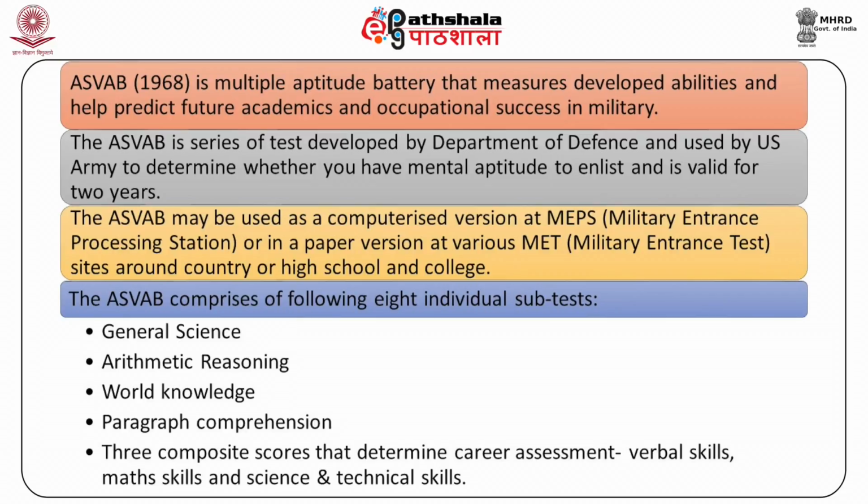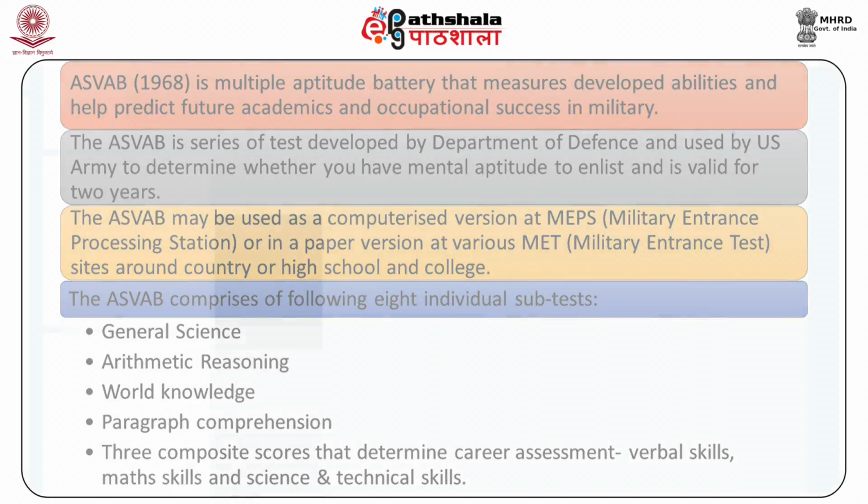The ASVAB may be used as a computerized version at MEPS, that is the Military Entrance Processing Station, or in a paper version at various METs, which are military entrance test sites around the country, or at high schools and colleges. The ASVAB comprises the following 8 individual subtests, including general science, arithmetic reasoning, word knowledge, paragraph comprehension. The 3 composite scores that determine career assessment are verbal skills, math skills, and science and technical skills.